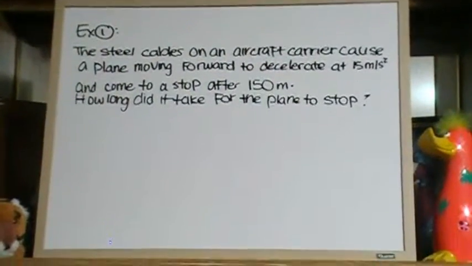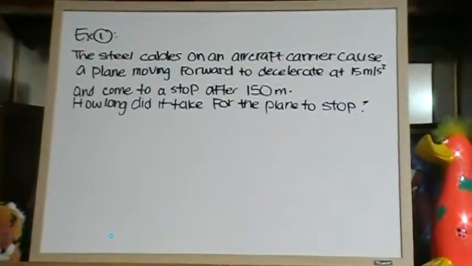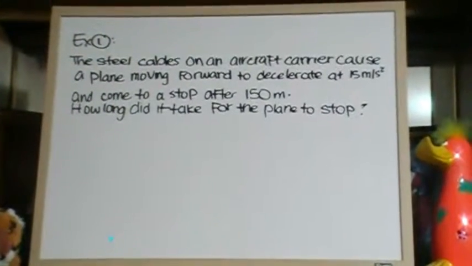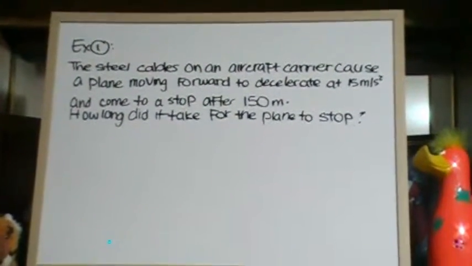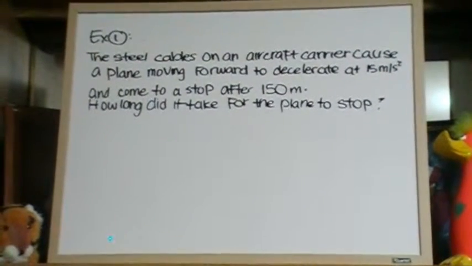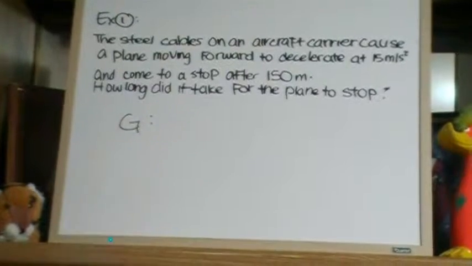The first question we're going to handle today is the following. The steel cables on an aircraft carrier cause a plane moving forward to decelerate at 15 meters per second squared and come to a stop after 150 meters. How long did it take for the plane to stop? The first thing we're going to do is note down what we've been given in the problem.